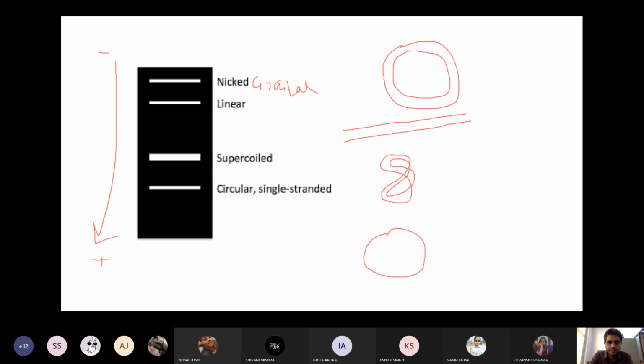Sir, I think it moves slowly because when it's been nicked in only one strand, then the DNA can partially unwind, right? So I feel like that might have affected its migration, but I'm not sure. Then how is this fully unwound in case of linear? Linear is moving fast, whereas your nicked circular is moving slow, and supercoiled is moving even faster.